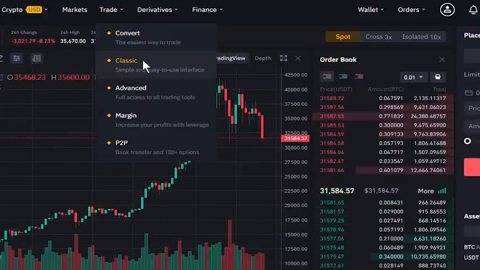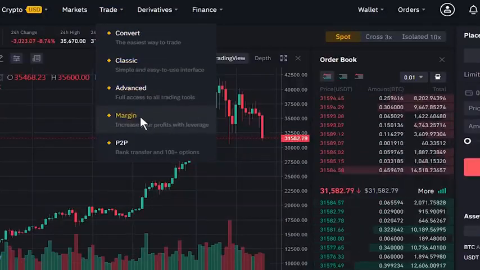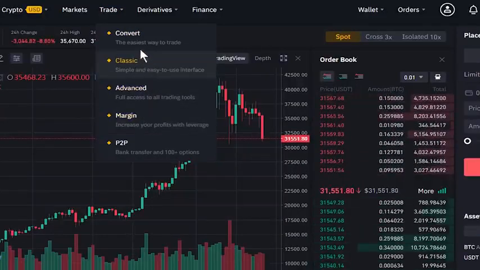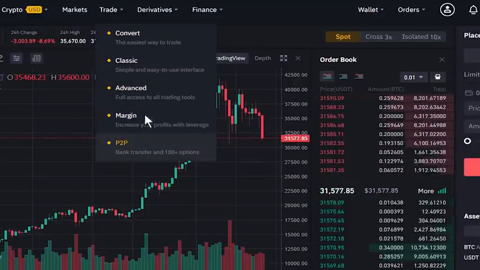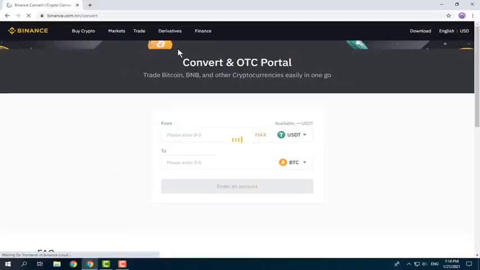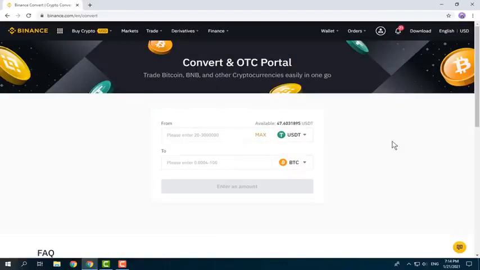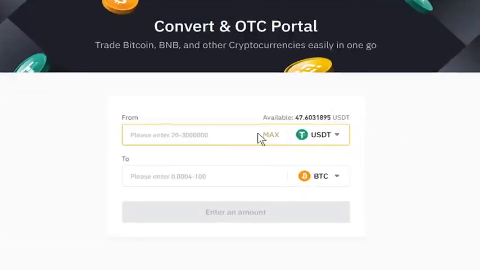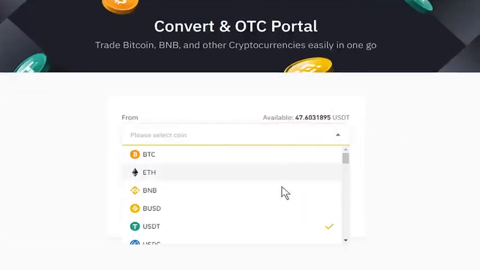We've already discussed classic, advanced, and margin trading. And now let's see what Convert and P2P are. Let's begin with Convert. This is the Convert and OTC portal, over-the-counter portal actually, which provides a very easy way to trade. In the first box here, you select the coin that you want to convert.